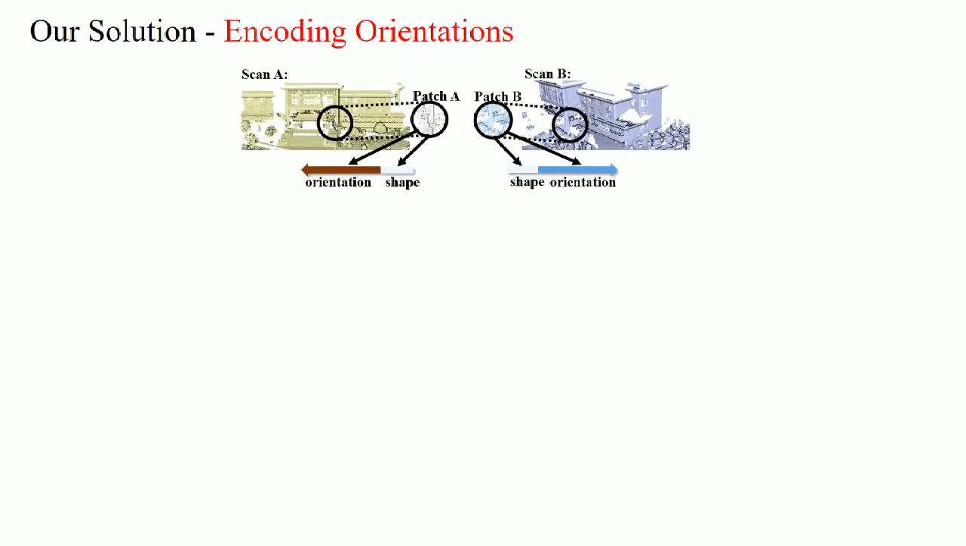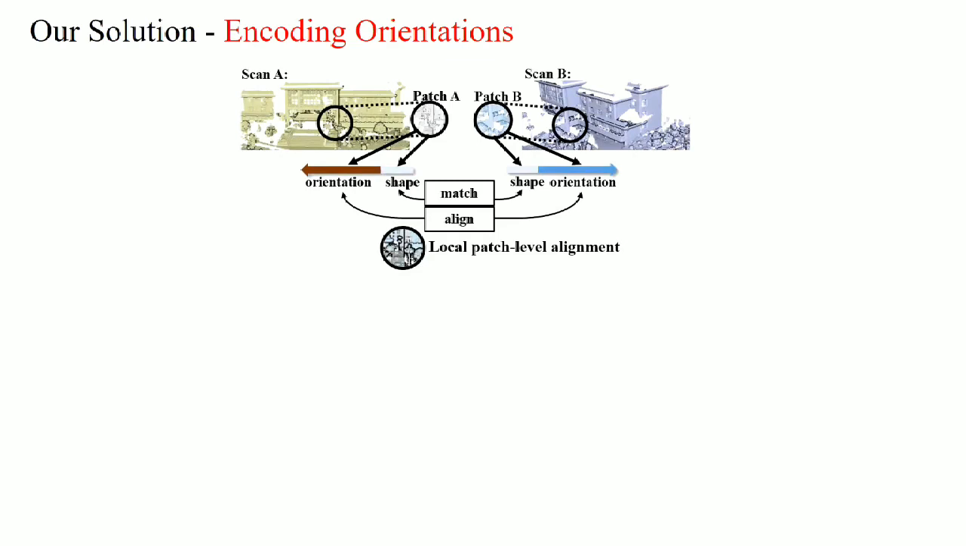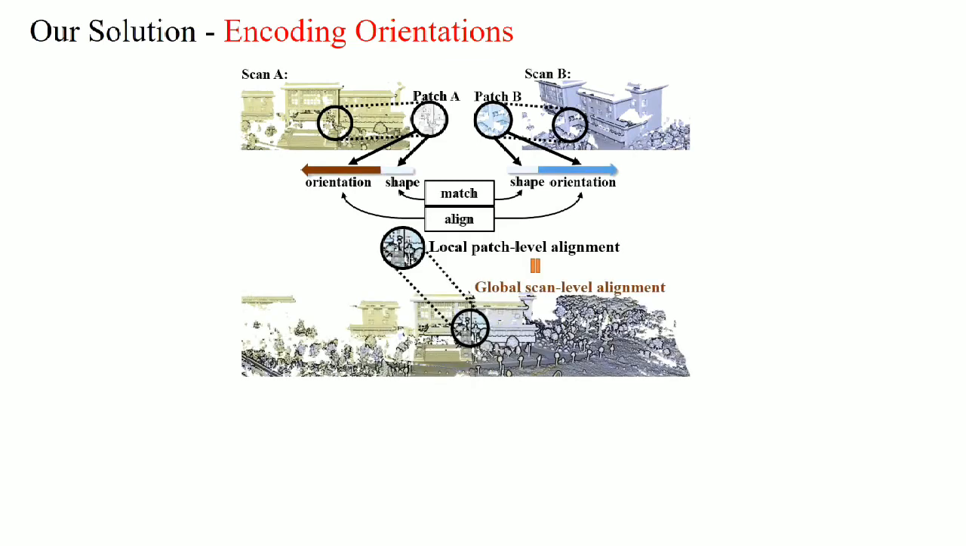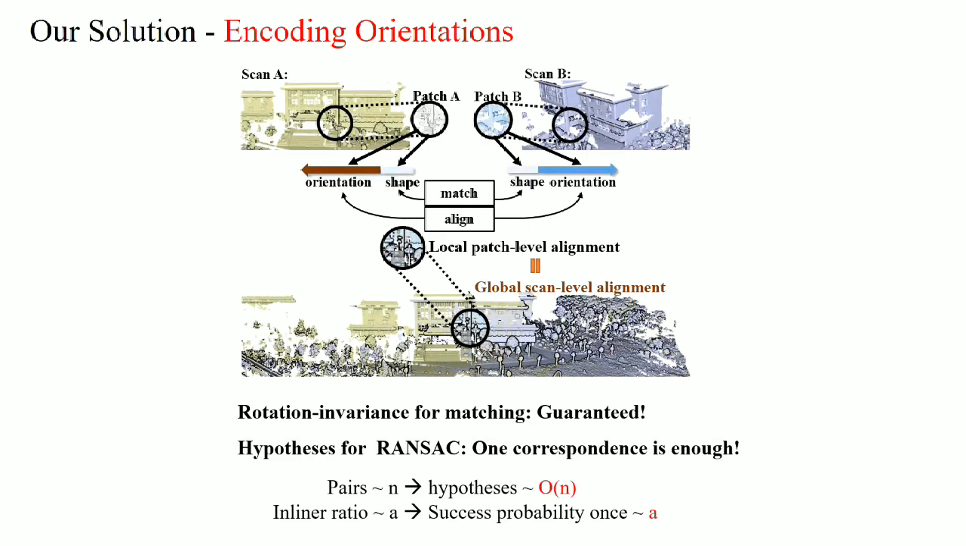Thus, we propose to decode the shape information of the descriptors for feature matching, which is free of a local reference frame and guaranteed. Also, we further utilize the orientation information to align the paired local patches, which is exactly the same as the global transformation. Thus, we can obtain rotation-invariant features with theoretical guarantees, and we can generate a transformation utilizing only one correspondence. It means given 100 matched correspondences, with 10% of them correct, the searching space of RANSAC will only be 100, and nearly 10% of them will be correct.